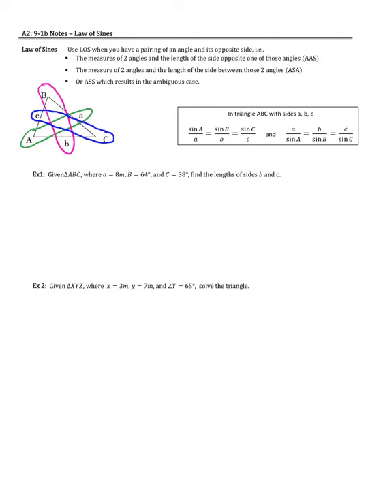So the main key is that in order to do the law of sines, you have to have a pairing of a side and its opposite angle for at least one pair, because we're going to be solving a proportion. So that gives us what you might say a scale factor, and then there should only be one piece of missing information.